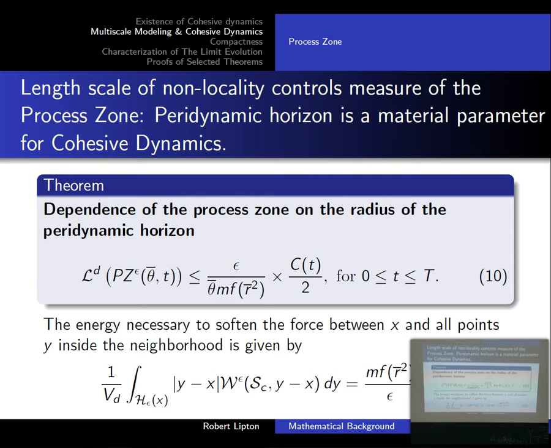And what we see here, the point here, is that in this particular model, as epsilon goes to 0, more and more force is required to break bonds. So it's more brittle in some sense. For larger values of epsilon, less force is required. So this is where the multi-scaling comes in.